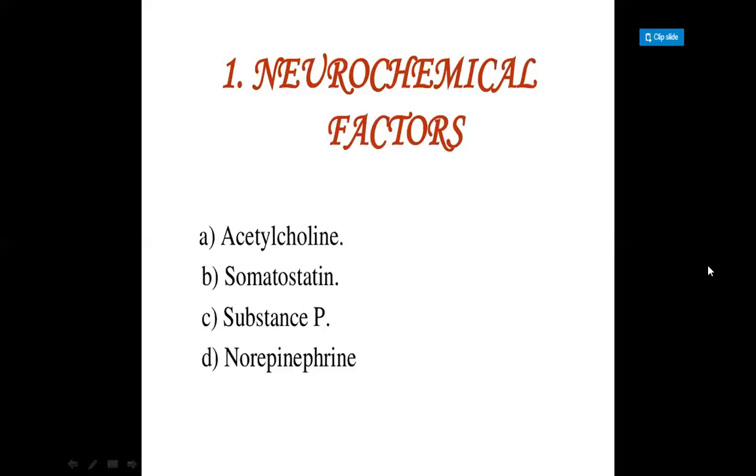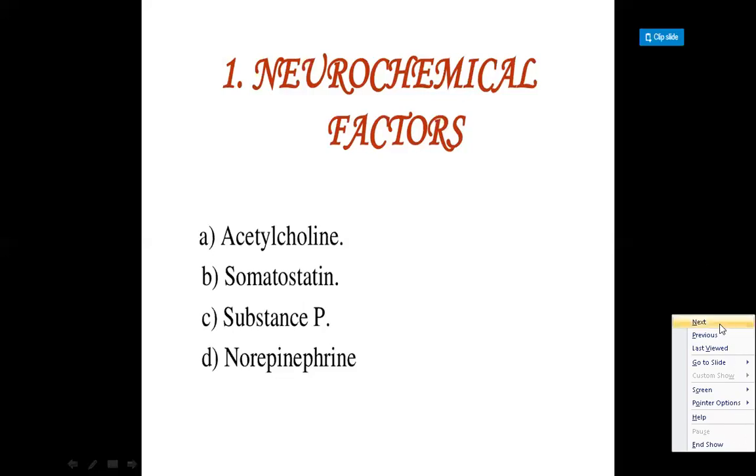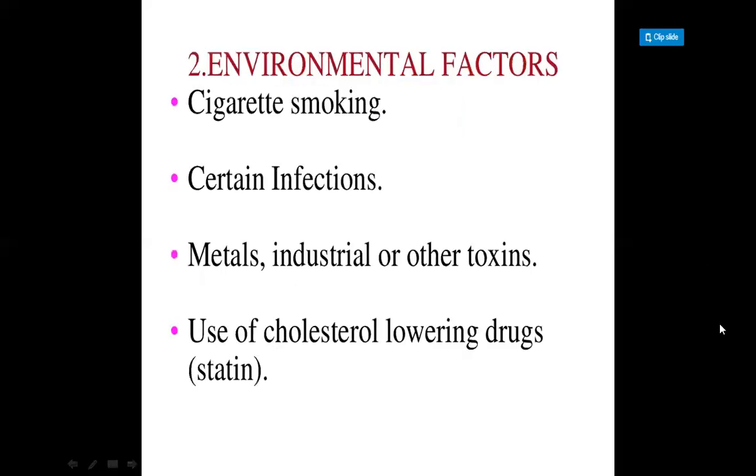The next is norepinephrine. Norepinephrine is also a neurotransmitter. So when any disturbance occurs in it, the patient also has the problem of Alzheimer's disease. Then next is an environmental factor which is also a risk factor of Alzheimer's disease.